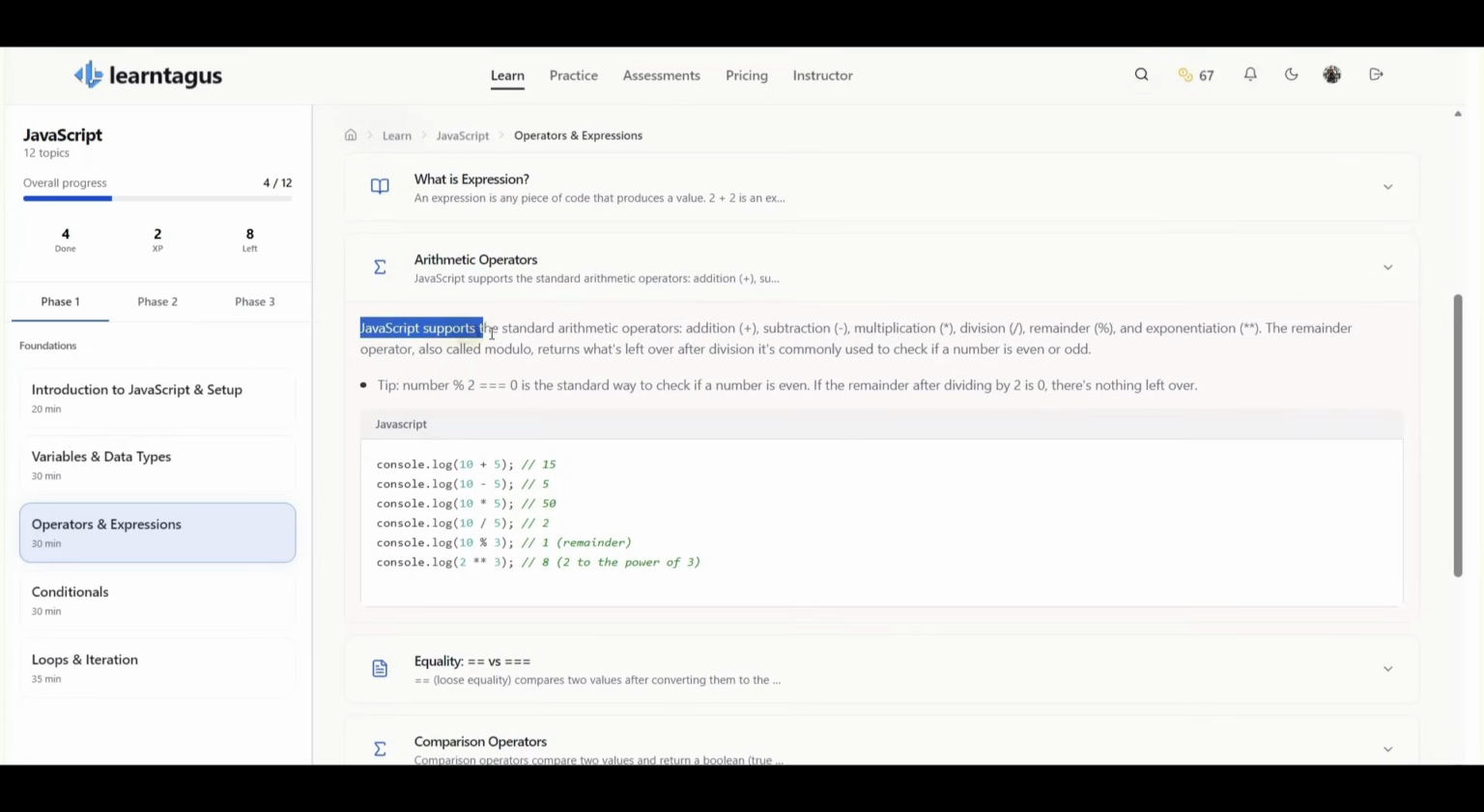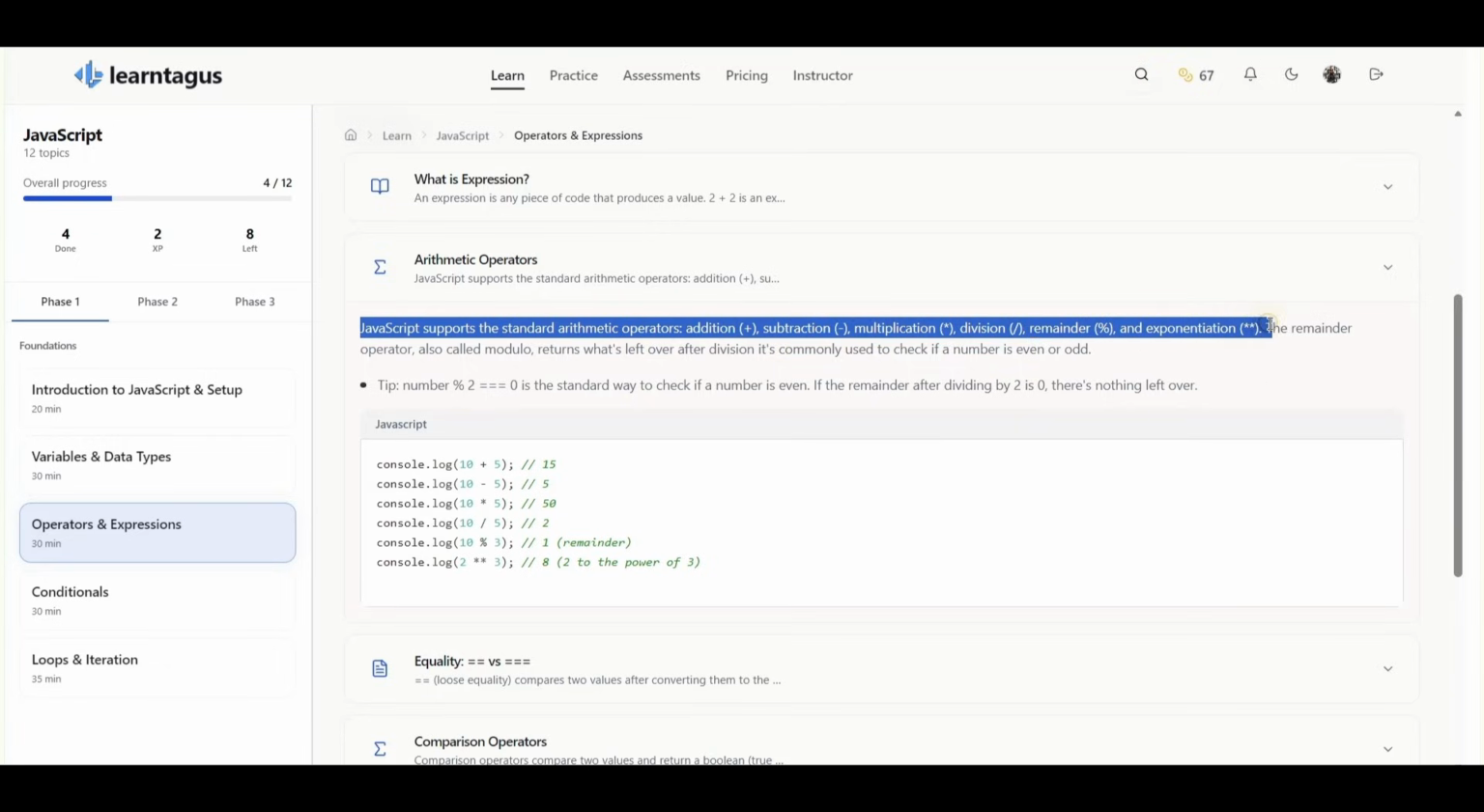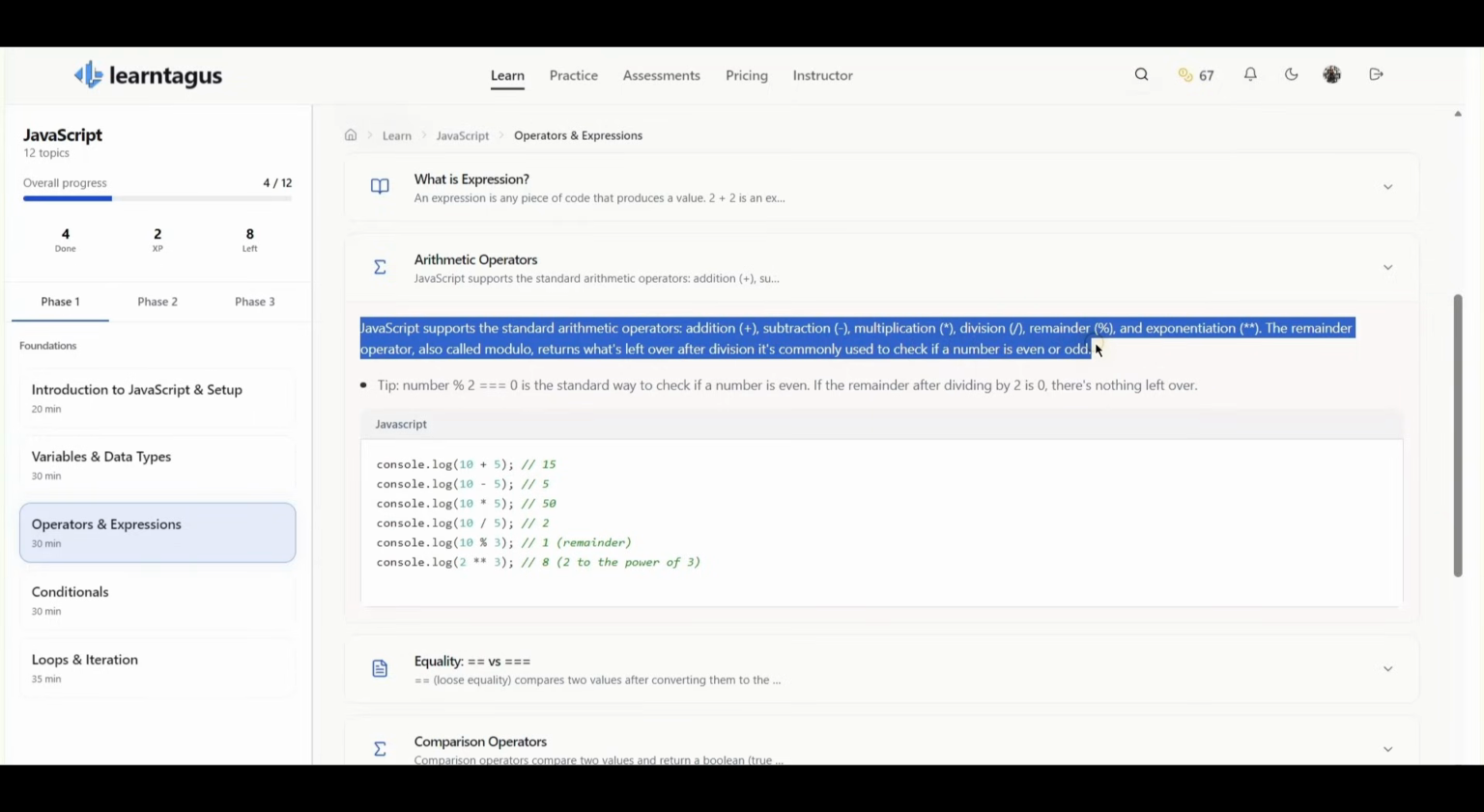JavaScript supports the standard arithmetic operators: addition, subtraction, multiplication, division, remainder, and exponential. The remainder operator, also called modulo, returns what's left over after division. It's commonly used to check if a number is even or odd. Let's understand each of these with some simple examples.